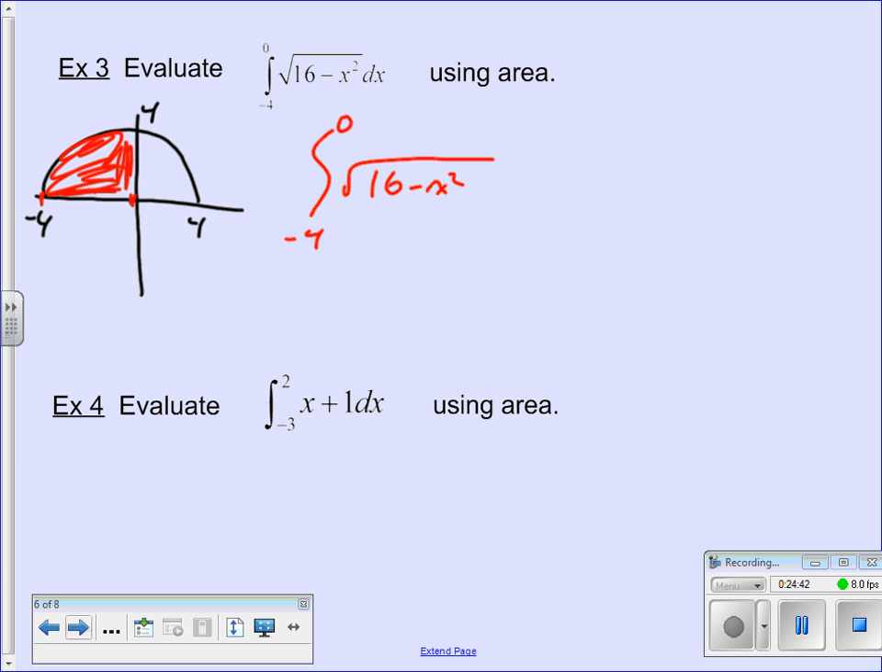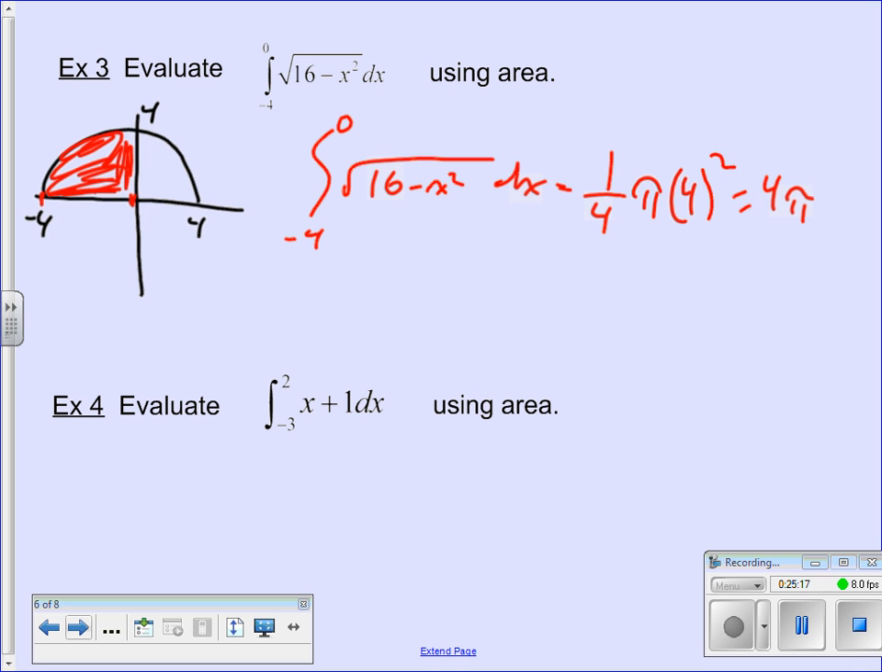16 minus x squared dx is equal to 1/4 the area of a circle with a radius of 4, because I have a quarter circle. And my circle has a radius of 4, so the area of that circle is pi r squared. Pi times 4 squared is 16 pi, and 1/4 of that is 4 pi. So my integral is 4 pi. Okay. Does that make sense?